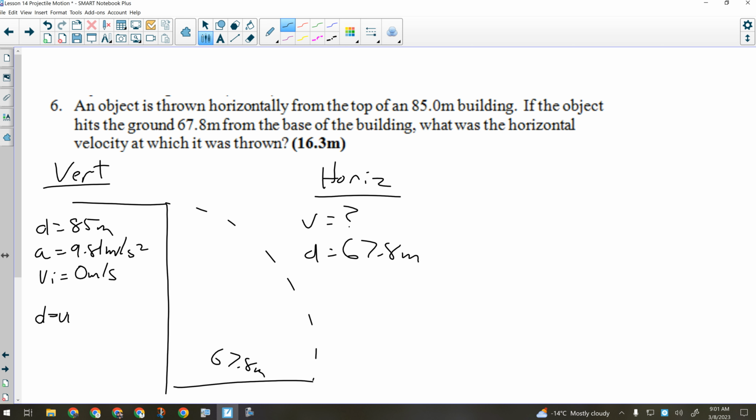D equals VI times T plus 1/2 AT squared to solve for T, which I'm going to need to calculate horizontal V. All right, so T is going to equal the square root of D over half of A. So that'll be 85 divided by 1/2 times 9.81.